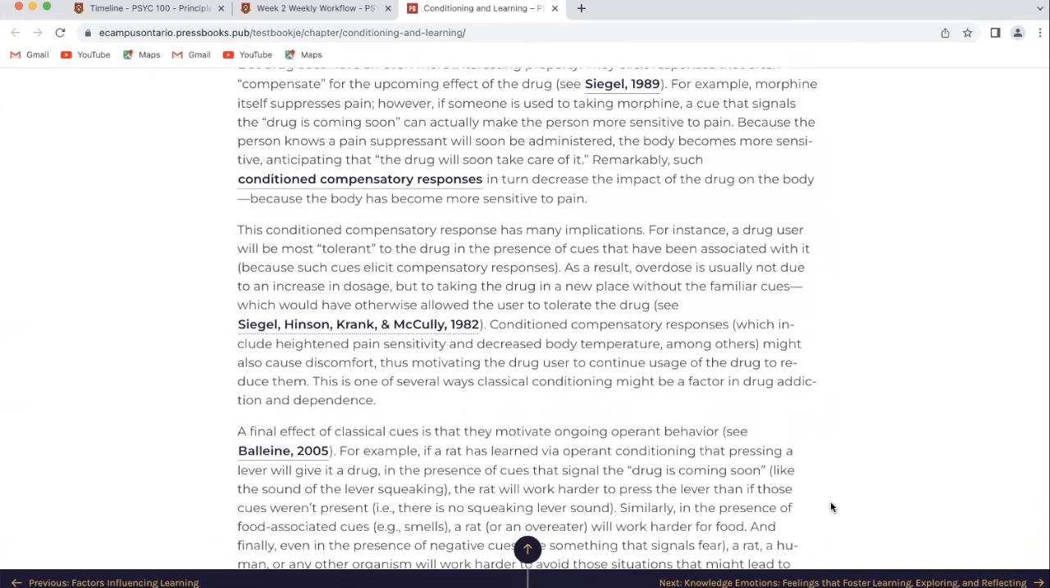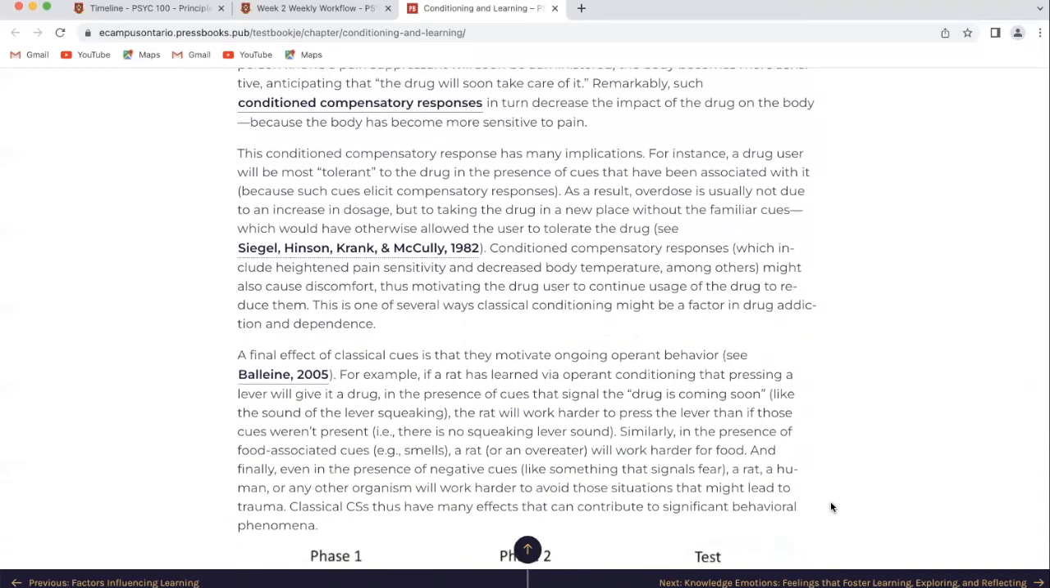This conditioned compensatory response has many implications. For instance, a drug user will be most tolerant to the drug in the presence of cues that have been associated with it because such cues elicit compensatory responses. As a result, overdose is usually not due to an increase in dosage, but to taking the drug in a new place without the familiar cues, which would have otherwise allowed the user to tolerate the drug.